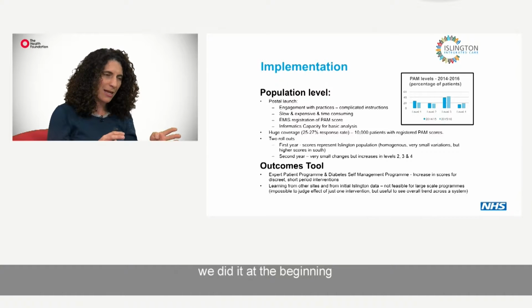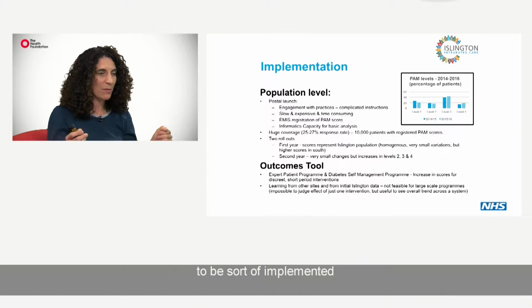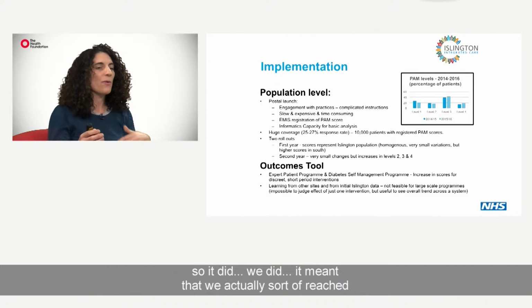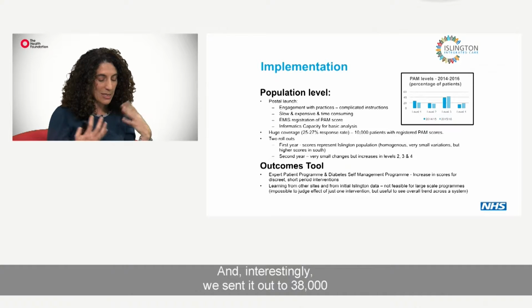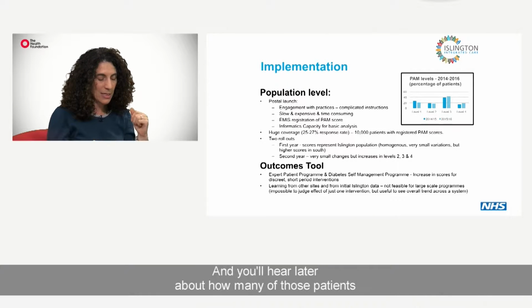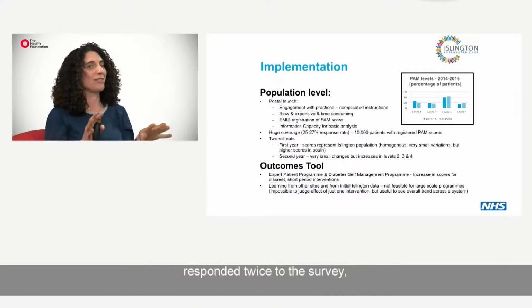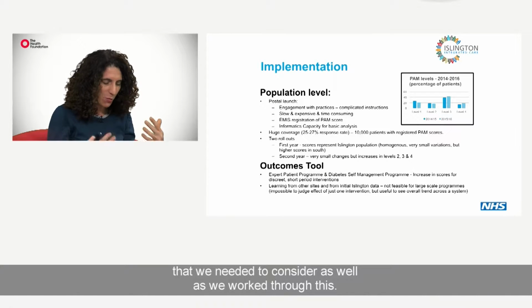But it did mean that by the end of it, because we did it twice, we did it at the beginning, and then we allowed a year's worth of the new long-term conditions service to be implemented, and then we did it at the end. So we reached a significant number of our population. Interestingly, we sent it out to 38,000, and we had about a 25 to 27% return rate for the survey, which was really excellent. And you'll hear later about how many of those patients responded twice to the survey, because that was a factor that we suddenly realised we needed to consider as we worked through this.